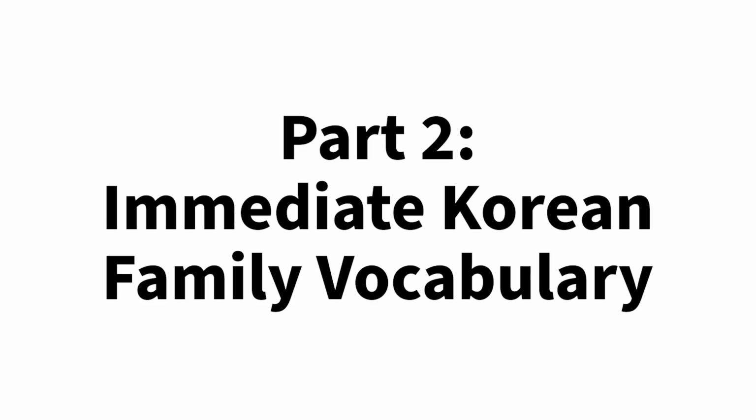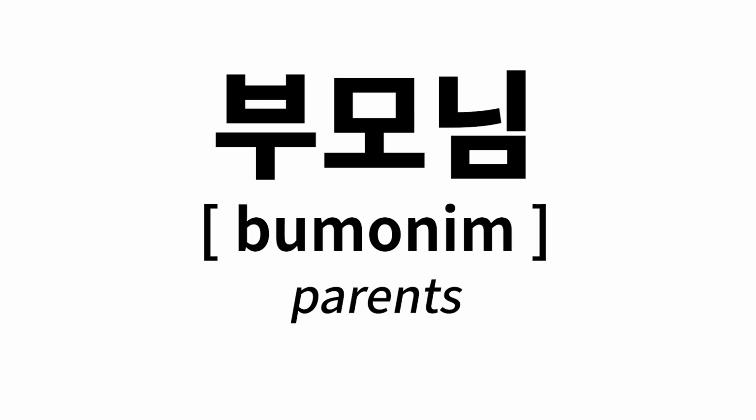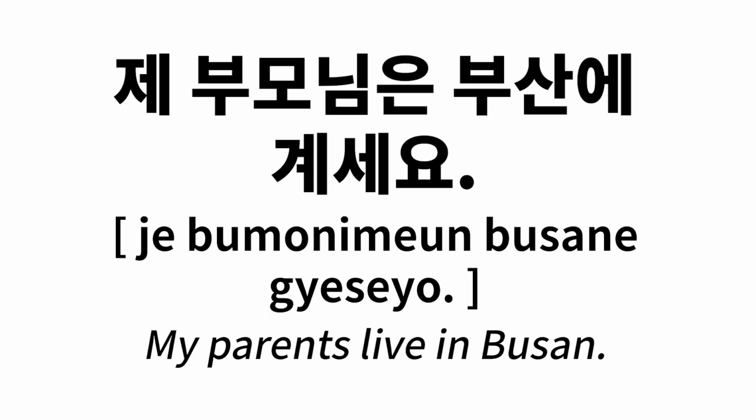Part 2. Immediate Korean family vocabulary, parents, siblings. Let's start with the people closest to you, your parents and siblings. In Korean, 부모님 is the polite, natural word for parents, and it's the most common way to talk about your own parents respectfully. That 님 at the end is respect. Example, 제 부모님은 부산에 계세요. My parents live in Busan.